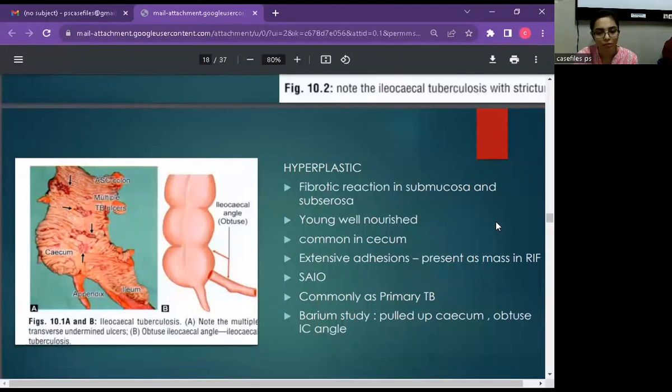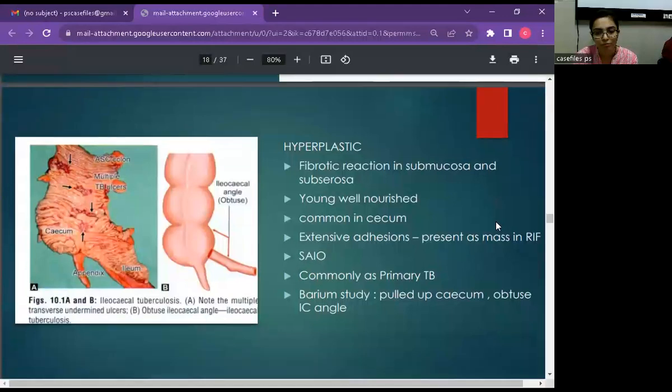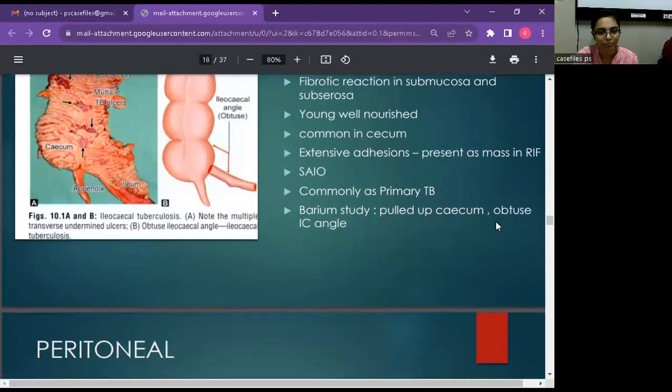This presents more commonly as primary TB, that is, no other primary foci elsewhere. In barium study, we can see a build-up cecum and obtuse ileocecal angle.